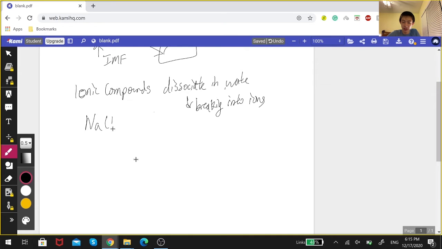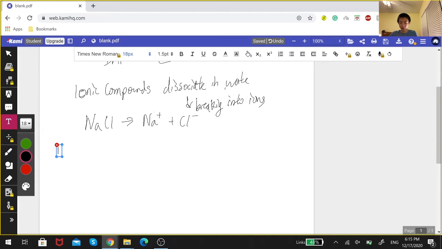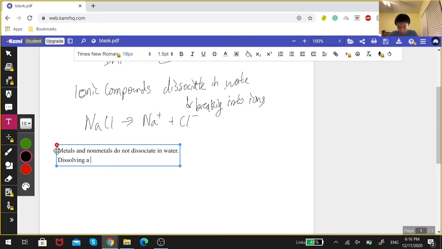So let's see, NaCl, this will break into Na pluses and Cl minuses when placed in water, which gives us salt water. And now metals and nonmetals do not dissociate in water. The water cannot break the intermolecular forces between metals and nonmetals, which makes them insoluble. And then dissolving a substance is basically breaking the IMF, as we said.